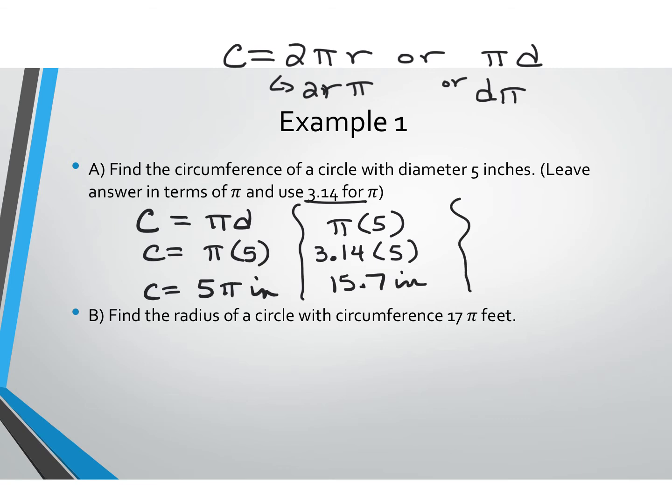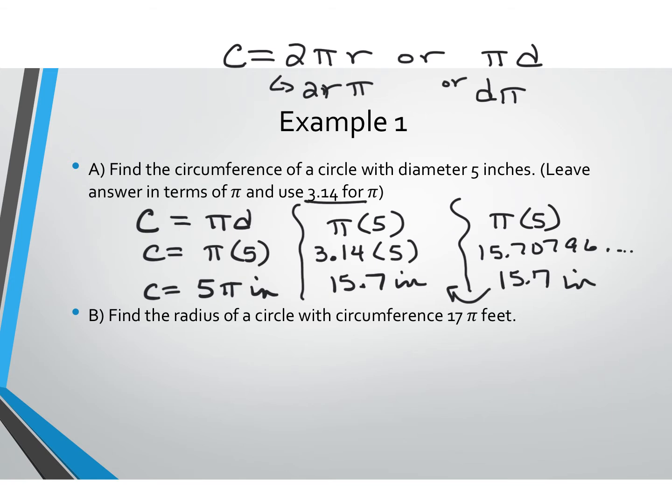Let's say instead it says using your calculator's pi button. Now what I'll do is touch the pi button and then multiply it by 5. And then this is going to give me 15.70796. It keeps going. I'm going to round it to the tenths place. So my answer is 15.7. Same answer I got when I just used 3.14, because 3.14 is a good approximation for pi.